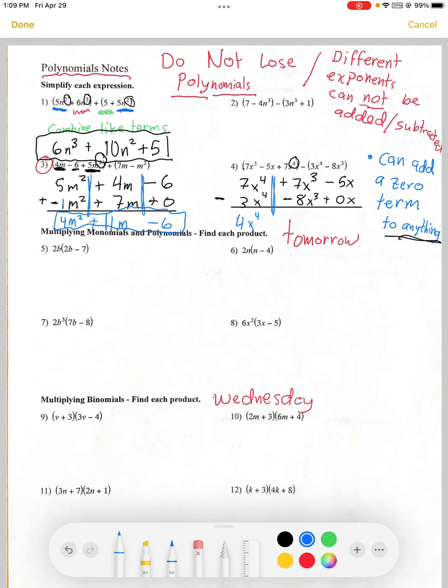7x cubed minus negative 8x cubed. Ooh, notice we have a double minus sign here. We're subtracting a negative. That will be the same thing as adding, so that will become plus 15x cubed minus 5x does not change. There is our answer.